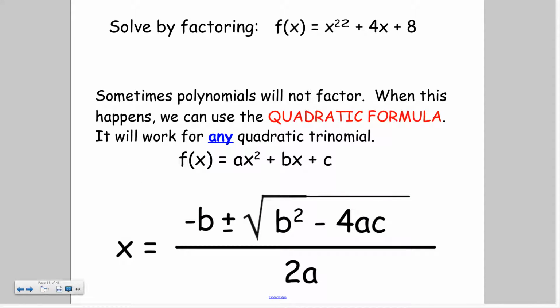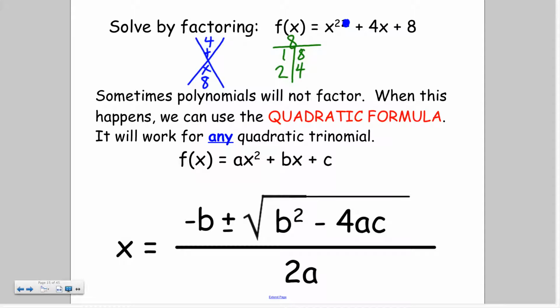Now, if we try to factor this, and this should be x squared, not x to the 22. We know that it's not difference of squares. There's more than 2 terms, so we can't use any of those 3. So let's try the x method. We need to add to get 4, because that's our center number, multiply to get 8. Well, if we look, our factors of 8 are 1 and 8, 2 and 4.